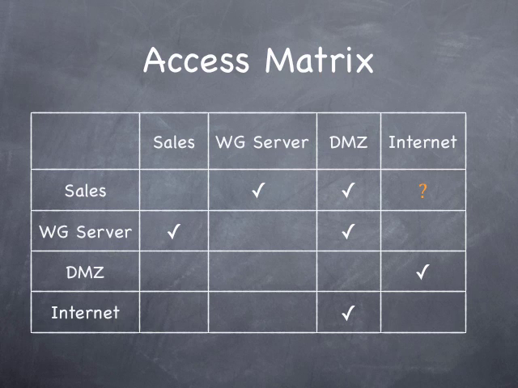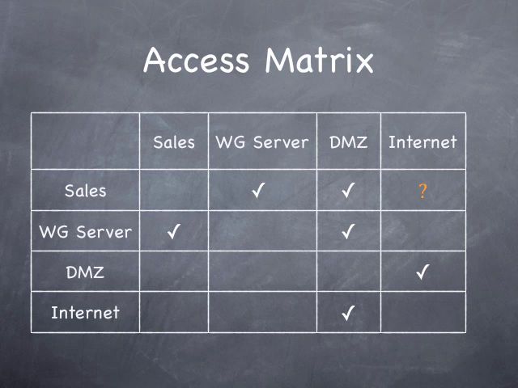The workgroup servers, well, they need access to the sales department. We have things like backup servers and such in there too that reach out and pull data in. And then, of course, they need access to the DMC, again, for email connectivity, maybe some DNS servers and things like that. The DMC itself really only needs outbound access to the internet.